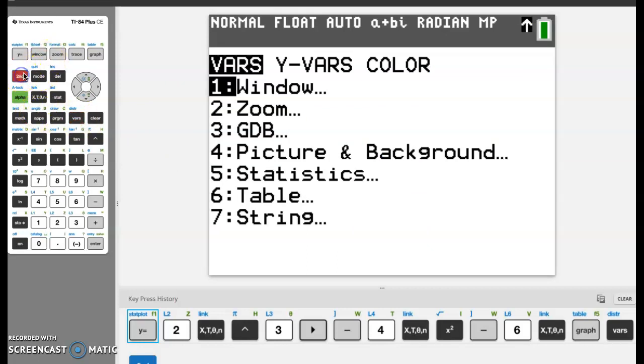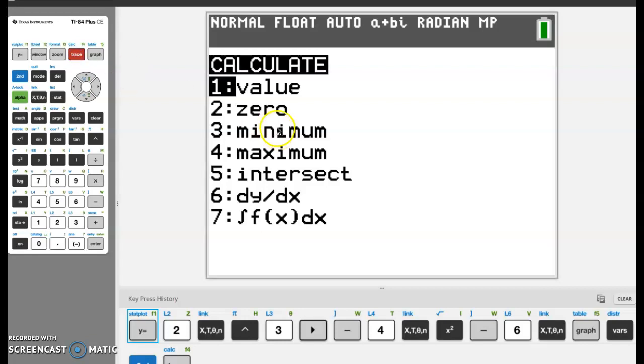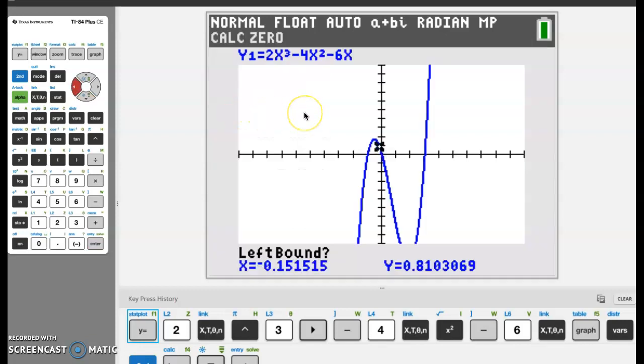You're going to go to second calc. You're going to calculate the 0. So you're going to go down to number 2 and hit 0. You're going to start on the first one. You're going to go below the x-axis, and then you're going to go an arrow above it. And when you hit enter, it gives you your first 0, -1.